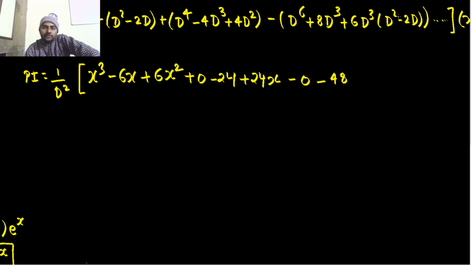Again, D cube into D square, D power 5, neglect that. That is the fifth derivative. If you wish, you can write minus of 0 there. D cube into D, again fourth derivative, neglect that. If you wish, you can write 0 there.